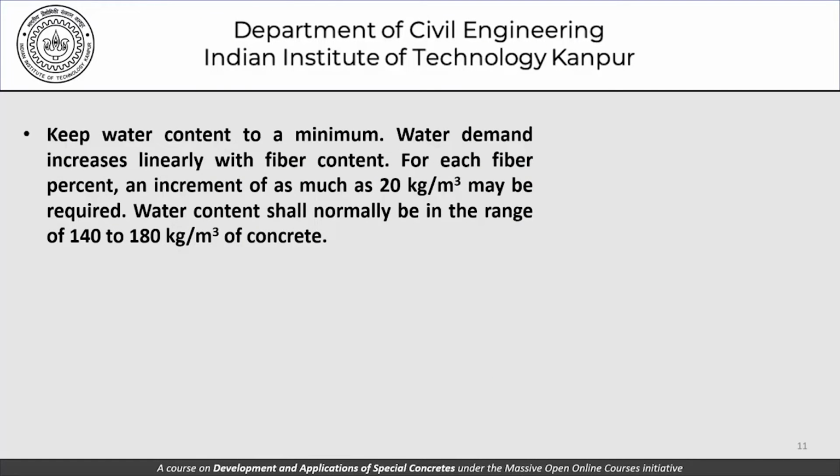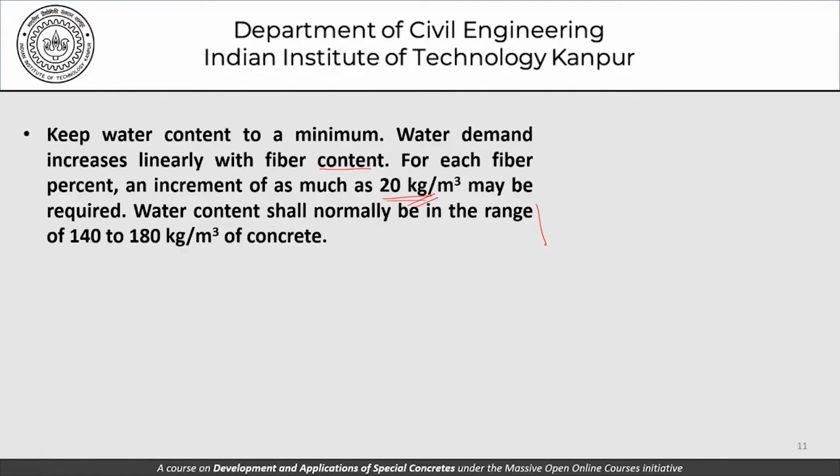We need to keep the water content to a minimum, yes, but the water demand increases linearly with fiber content. So the more the fiber, the more water you need for a given level of workability or consistency. For each fiber percentage, an increment of as much as 20 kgs may be required, and water content shall normally be in the range of 140 to 180. This is just a range. This number is again just an indicative number.